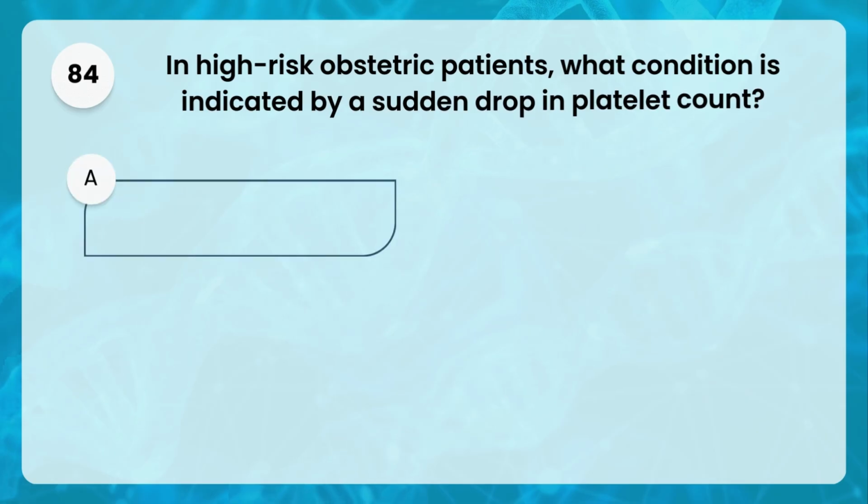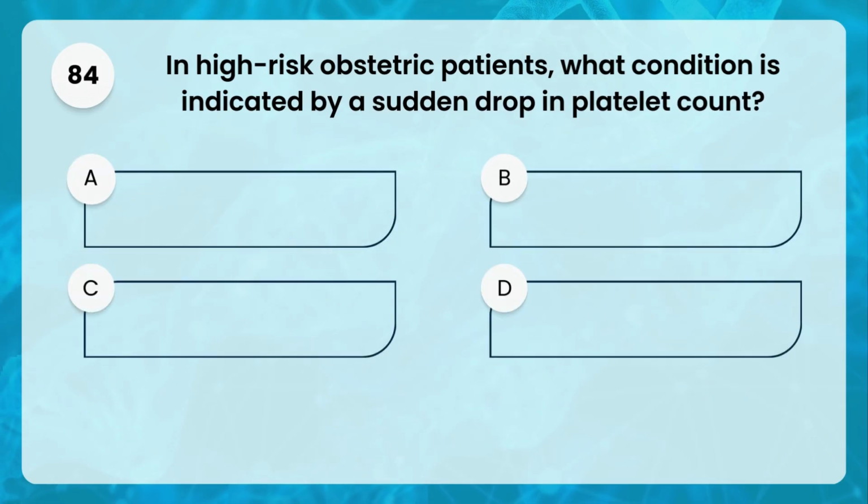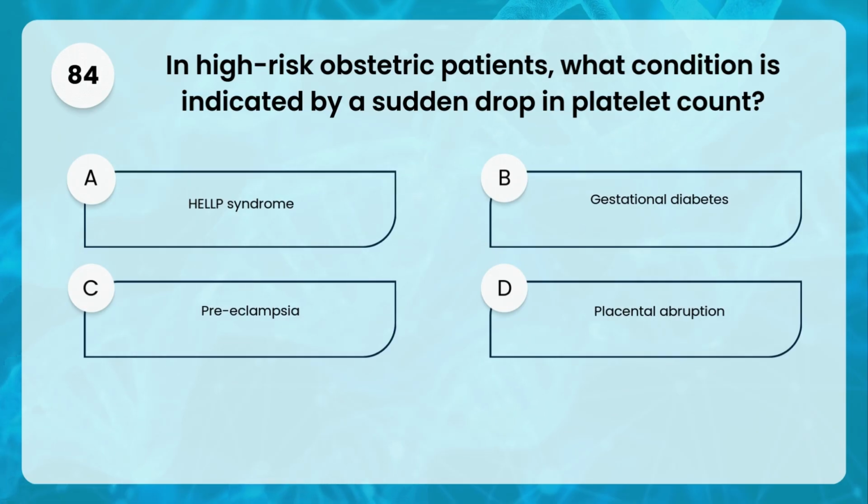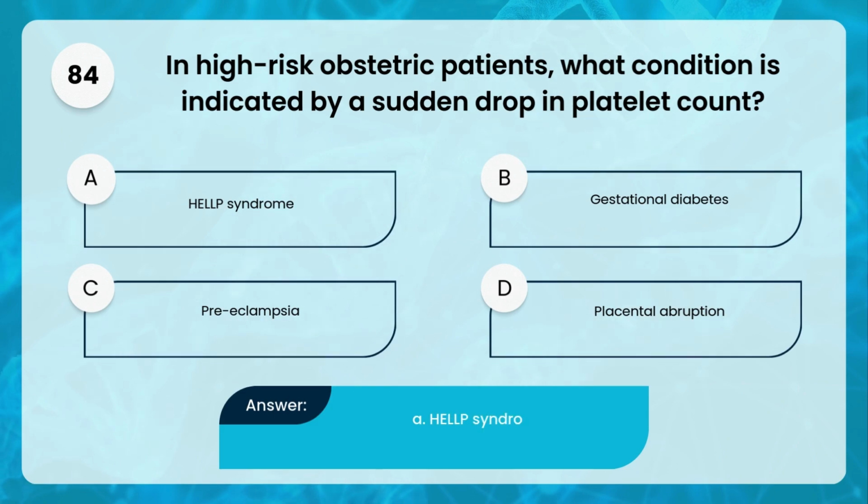84. In high-risk obstetric patients, what condition is indicated by a sudden drop in platelet count? A. HELLP syndrome. B. Gestational diabetes. C. Preeclampsia. Or D. Placental abruption. The answer is A. HELLP syndrome.